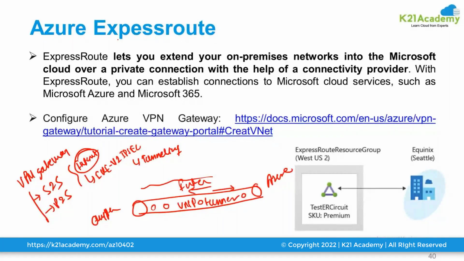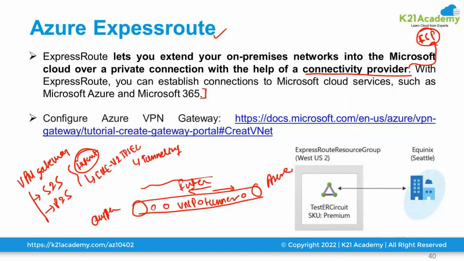But when we are talking about ExpressRoute, it lets you extend your on-premises network into the Microsoft cloud over a private connection with the help of a connectivity provider. This connectivity provider is no one other than your internet service provider. There are registered internet service providers that will help you create this ExpressRoute with your nearby Azure data center. With ExpressRoute you can manage connections to Microsoft cloud services such as Azure and Office 365. I have discussed this thoroughly.